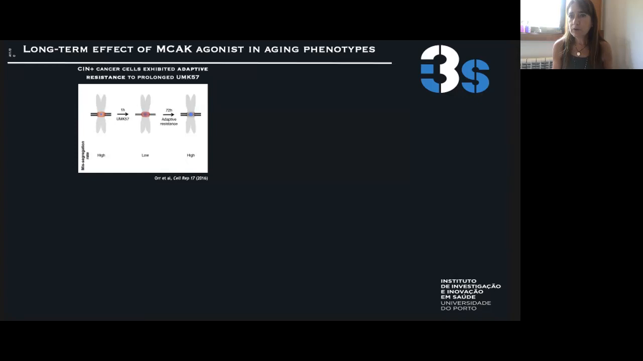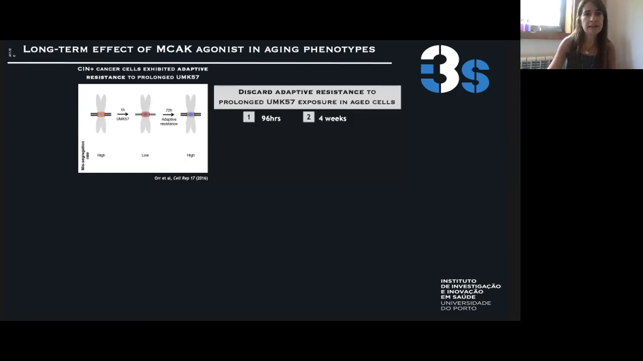When this agonist was used and published for the first time in cancer cell lines, the chromosomal instability was rescued, but only transiently. So there was this issue whether the treatment would be able to be performed in a long-term scheme. So we tested to discard this adaptive resistance to a prolonged UMK57 exposure in the elderly cells.